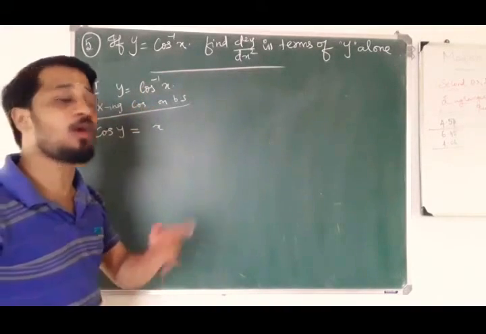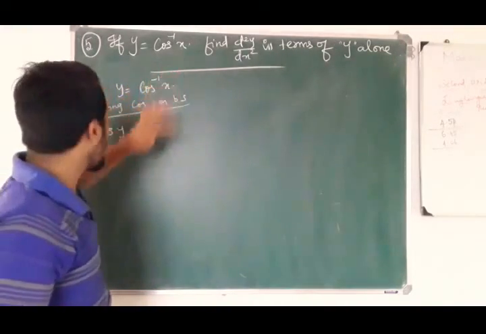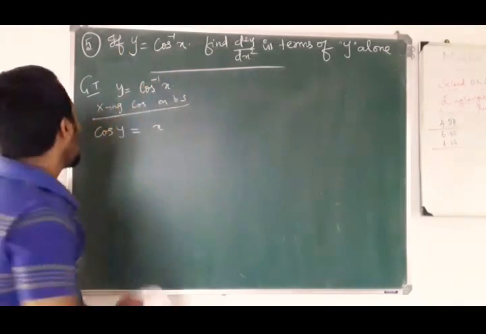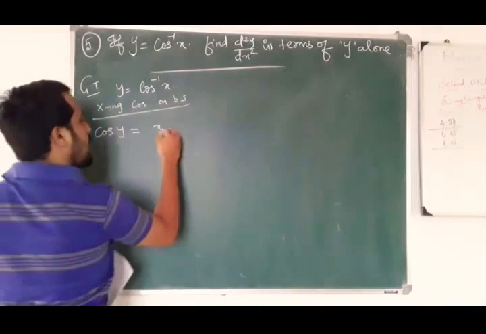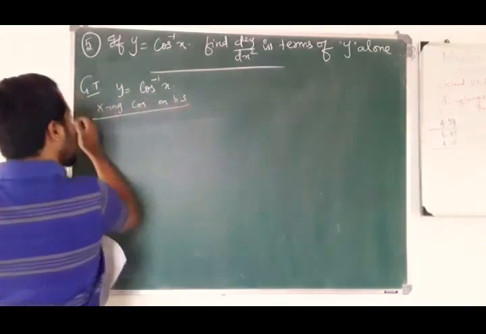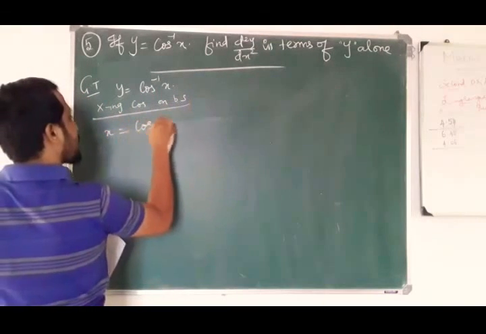By multiplying cos on both sides, you will get cos y is equal to x. Cos inverse will be cancelled. Now you can write x is equal to cos y.